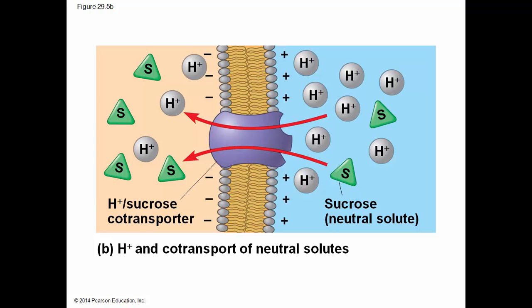Here's the reverse in the co-transport of cells. The neutral solutes such as sugars can be loaded into plant cells by co-transport with hydrogen ions. Hydrogen ions and sucrose co-transporters, for example, play a key role in loading sugar into the phloem prior to its transport throughout the plant.